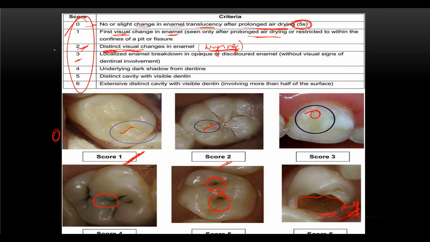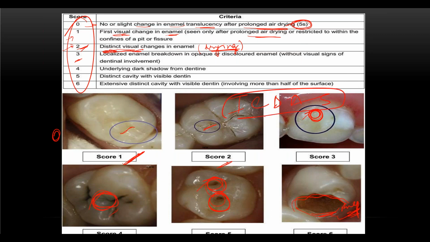So by looking at the caries, when you reflect the light over them, just after looking at the tooth surface, if after prolonged drying, approximately 5 seconds, you see no or slight change, that is score 0. If you see first visual changes of the enamel, that is your score 1. If you see distinct changes and drying is not required, then that is score 2. With the score 3, there will be localized enamel breakdown visible. If there is dentine discoloration, that is score 4. There is cavitation, small cavitations are there, and if the cavitation has increased or has reached the full depth of the dentine or is slightly involving the pulp also, that is your score 6. So these are the scores by ICDAS.